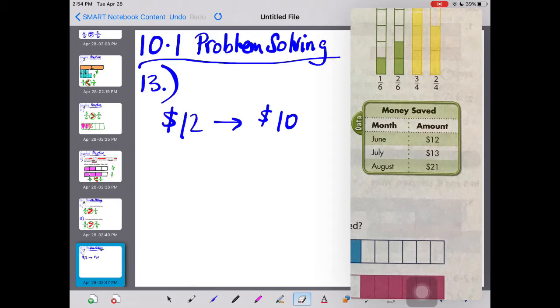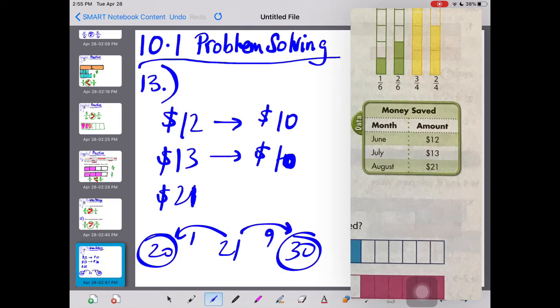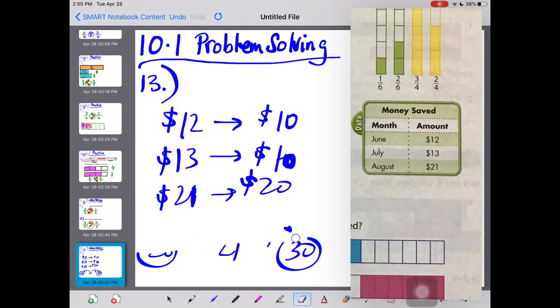Next, July, he saved $13. Same thing. I'm going to round this to the nearest 10. It's closer to $10 than it is to $20. And then in August, he saved $21. If I think of 21, the 10s it falls in between are 20 and 30, right? 10, 20, 30, 21's in the middle. Well, 21 is only 1 away from 20, but it's 9 away from 30. So I'm going to go with 20. Okay.